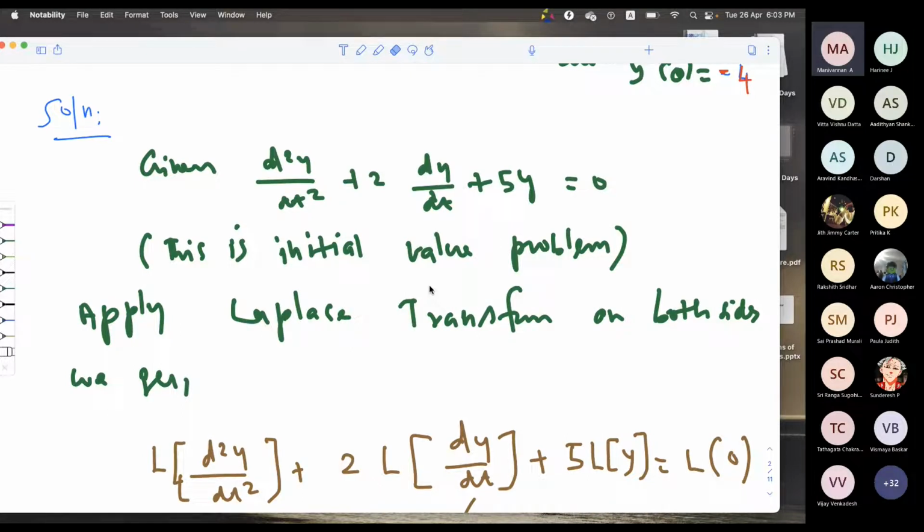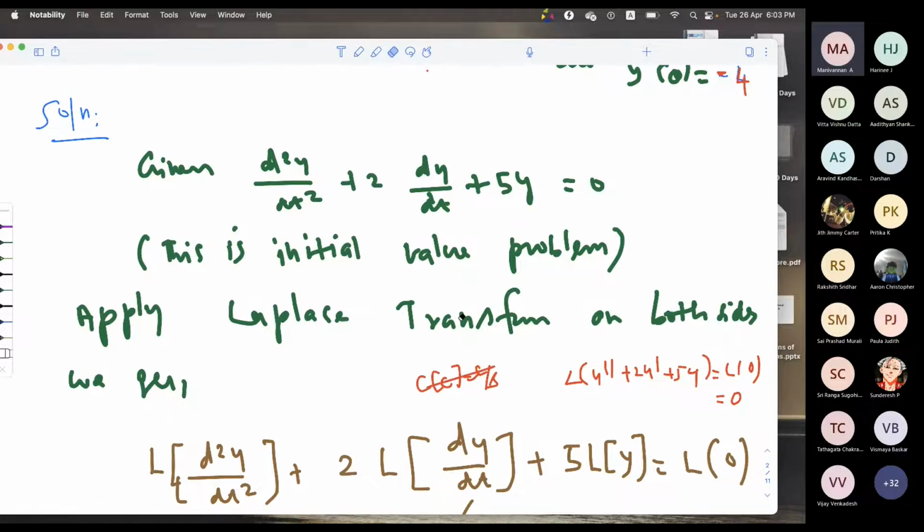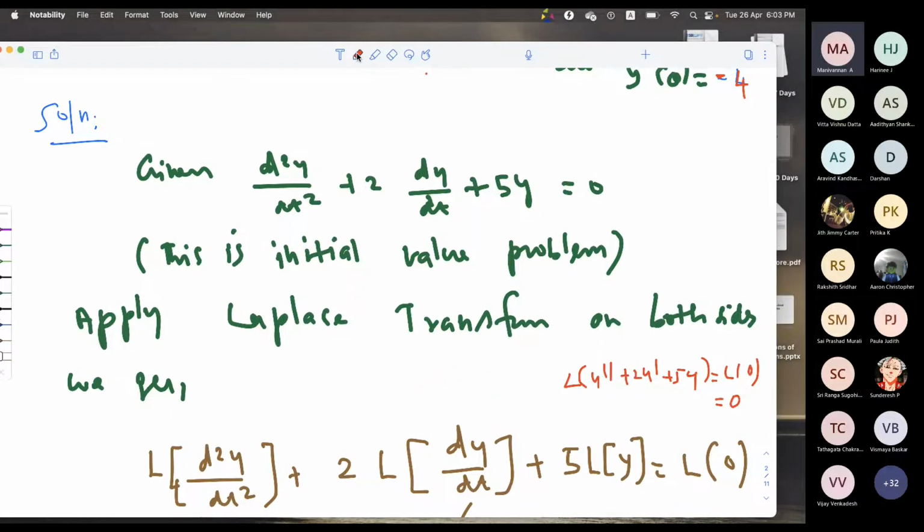So we are going to take the Laplace transforms on both sides. Since the Laplace transform is a linear operator, it can be applied term by term. So Laplace of y double dash plus 2y dash plus 5y equals Laplace of 0, and the Laplace of a constant zero is 0.